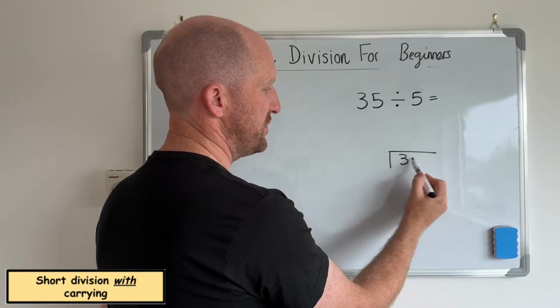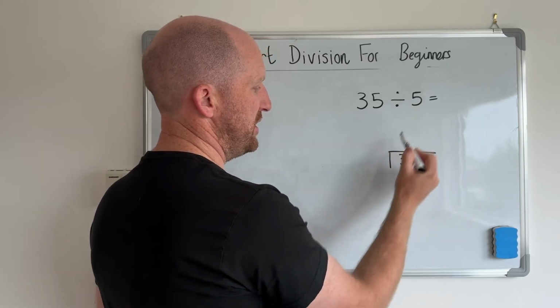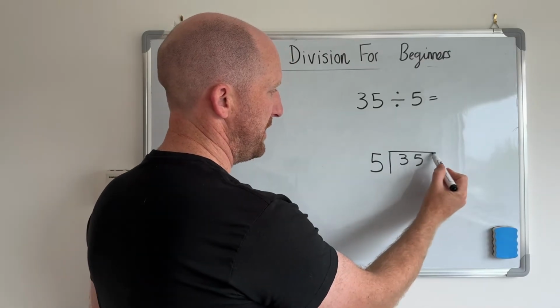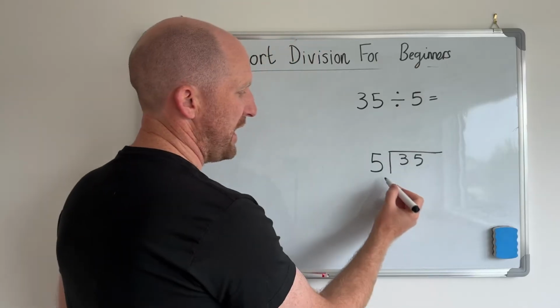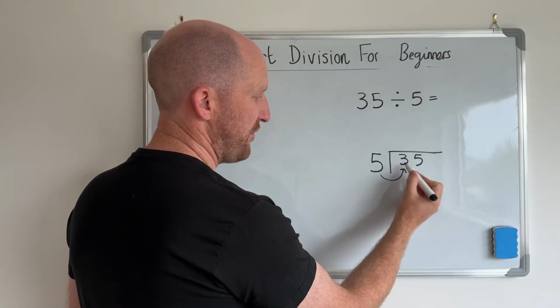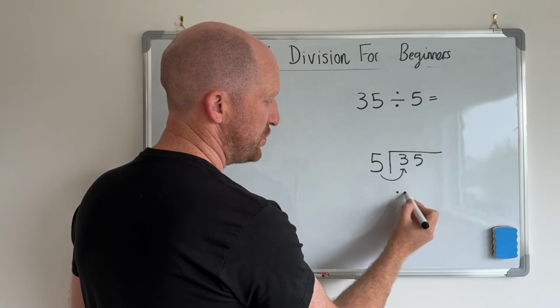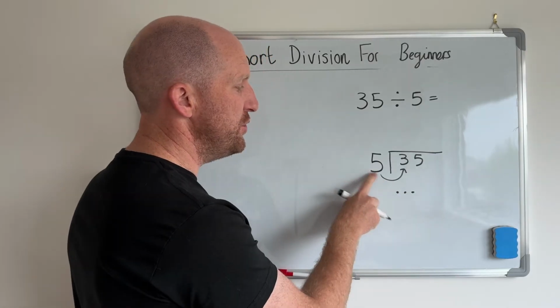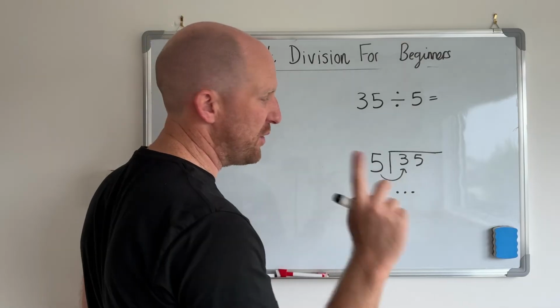So the big number goes inside the bus stop. The dividing number goes outside the bus stop. Let me just make it a little bit bigger. So how many 5s in 3? So I've got 1, 2, 3, but I need a group of 5. So I do not have enough to make 1 group.